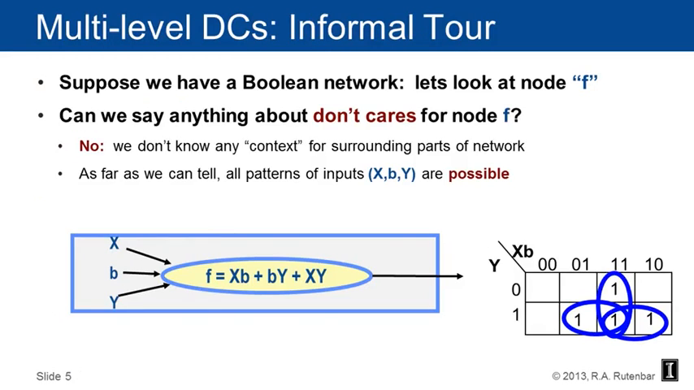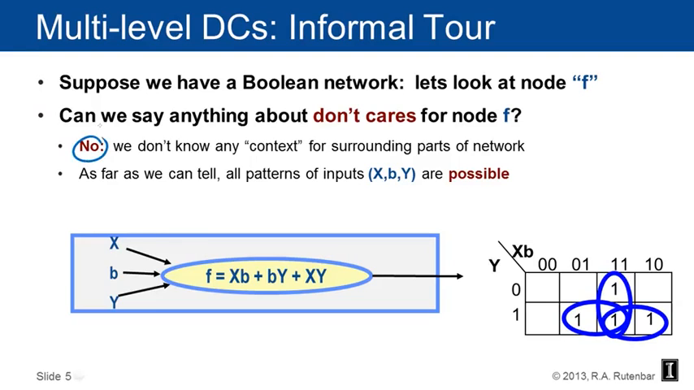So let's do an informal tour of how multi-level don't cares arise implicitly in the structure of the Boolean network model. Let's start with this little Boolean network, and look at the node called f. This is a very simple Boolean network. It's got one node, f equals xb plus by plus xy. The question I would ask is, can I tell you anything just looking at this network about the don't cares in the node? And the answer is no.